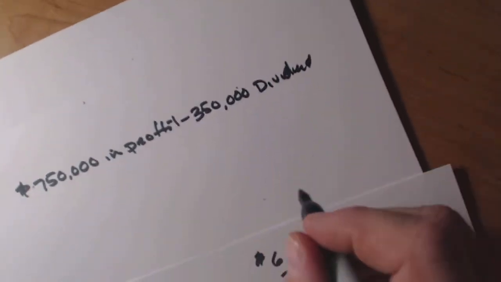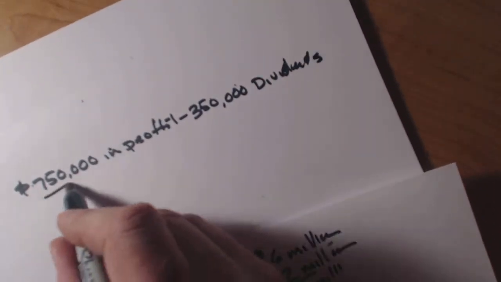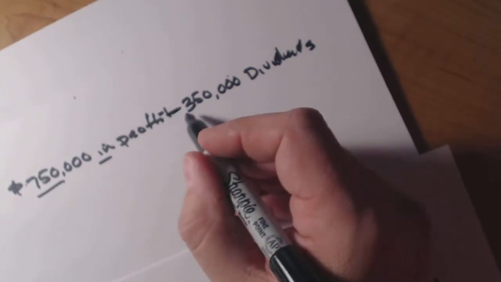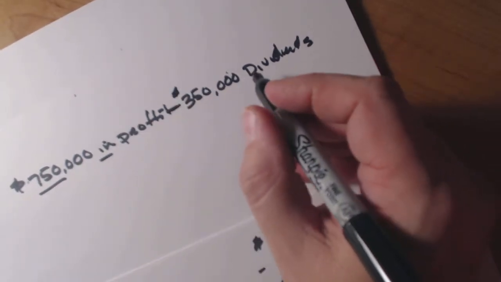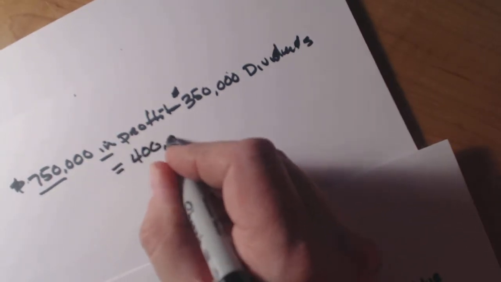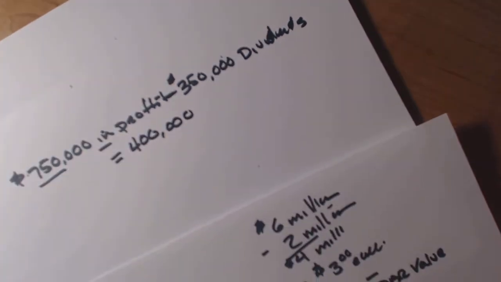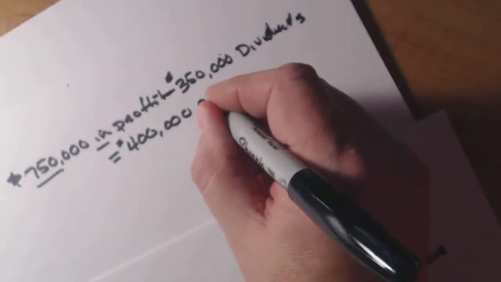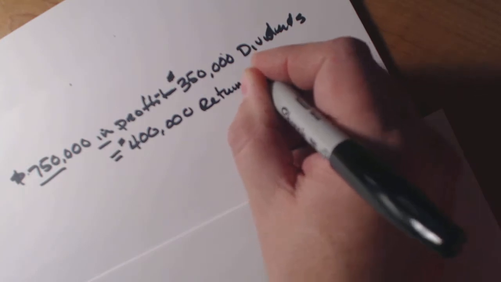Oh, sorry, let me get a little closer here. So those $750,000 in profits minus $350,000 in dividends, which would then equal, if I do my calculation in my head, $400,000. Did I do that right? Yes, I believe I did. So there's $400,000 in something called retained earnings.